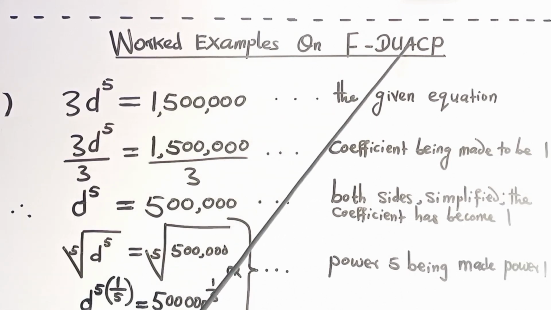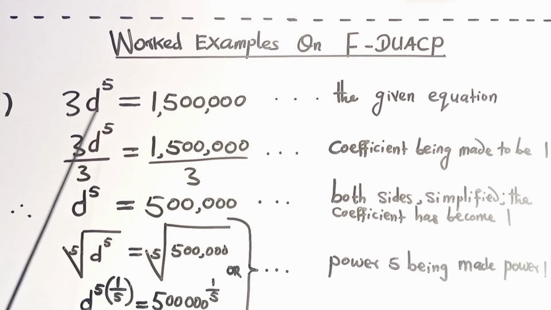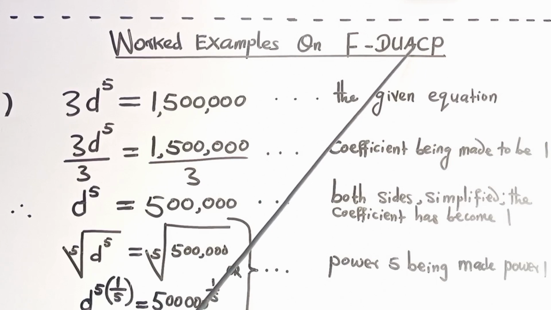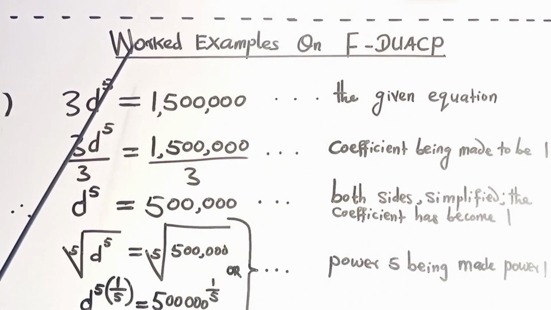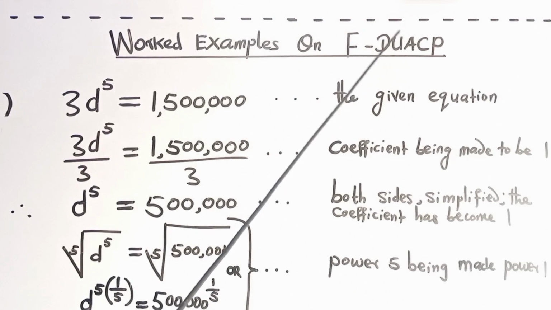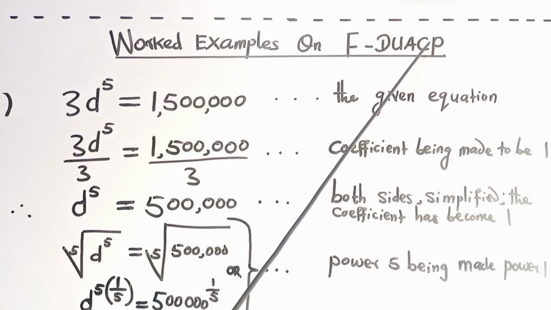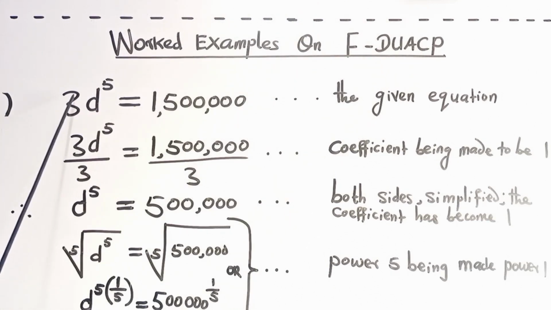Next is A, that is adder. Is adder 0? Yes. This plus 0 is here. That means 3d to the power 5 is like saying 3d to the power 5 plus 0. So the adder is not needed to be removed because already it is equal to 0 here. So D is not necessary, U is not necessary, A is not necessary. What about C? C is coefficient. Yes, that one is an obstacle here. It is 3 instead of 1.